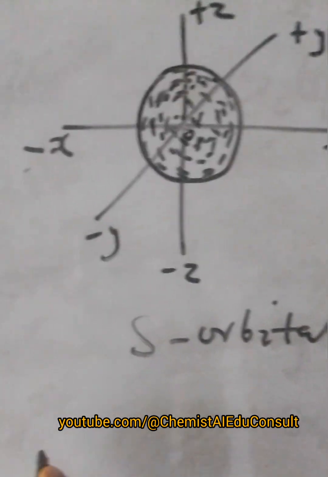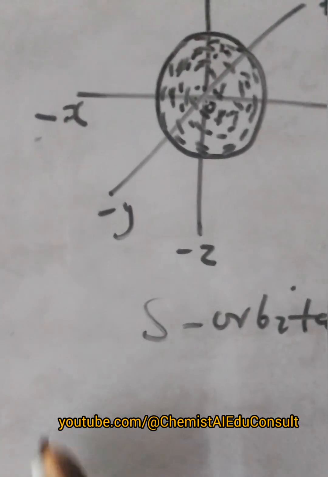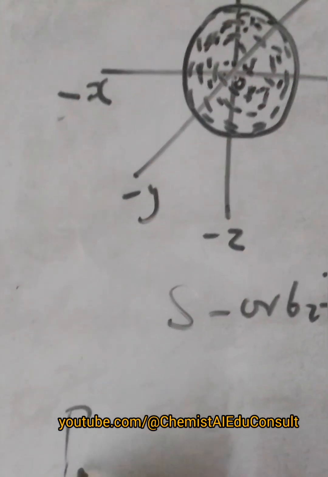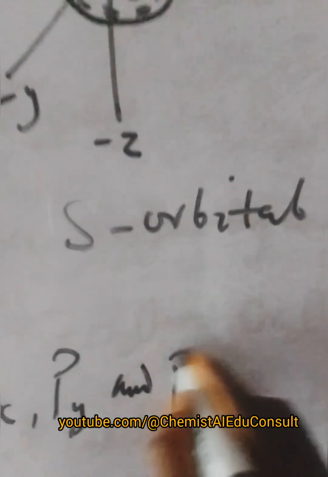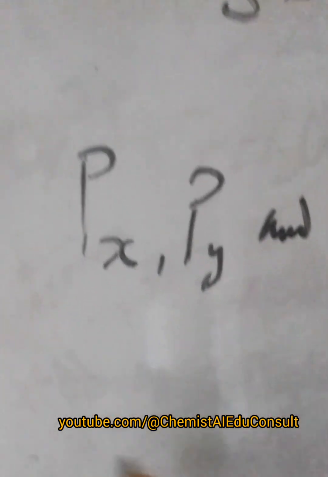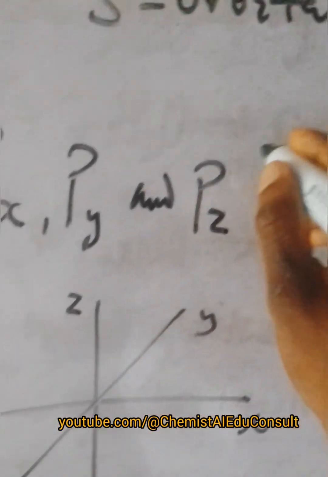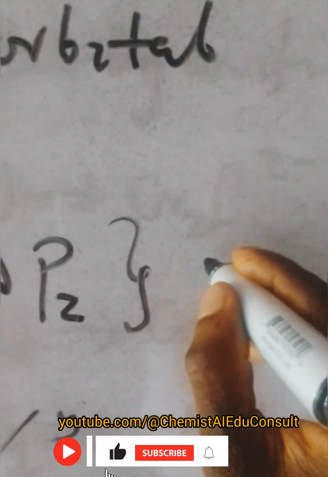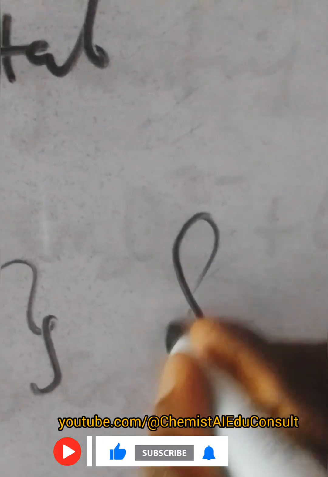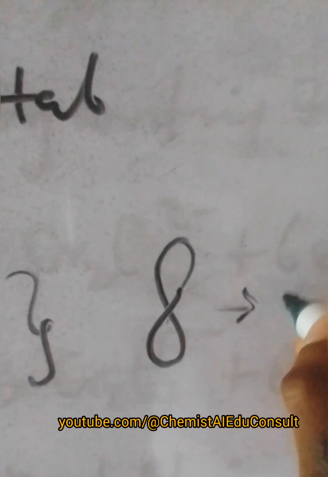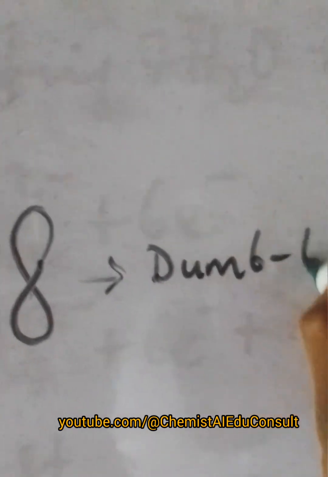P orbitals are degenerate. That is, we have 3 types of p orbitals: px, py, and pz. Let's just call the shape of p orbital. P orbital has this shape. The electrons in p orbital vibrate, producing this shape, and this shape is called dumbbell. Dumbbell shape.